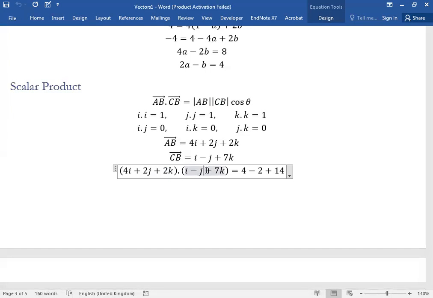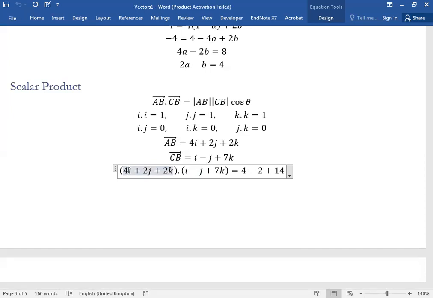So we made a shortcut, a very easy pattern out of this. Just multiply their coefficients: x with x, y with y, and z with z, and add them all. Is this clear? That saves time, but technically it is the dot product working behind it.